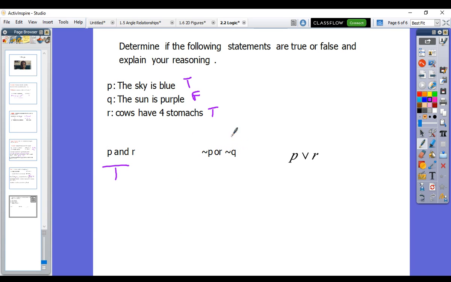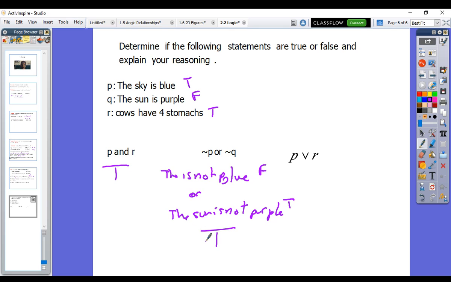Not P or not Q. So not P says the sky is not blue, or the sun is not purple. This is false, but then this is true. So the whole statement is true. There's another P or R this time. P, the sky is blue, or R, cows have four stomachs. Both statements are true, so the whole thing is true.